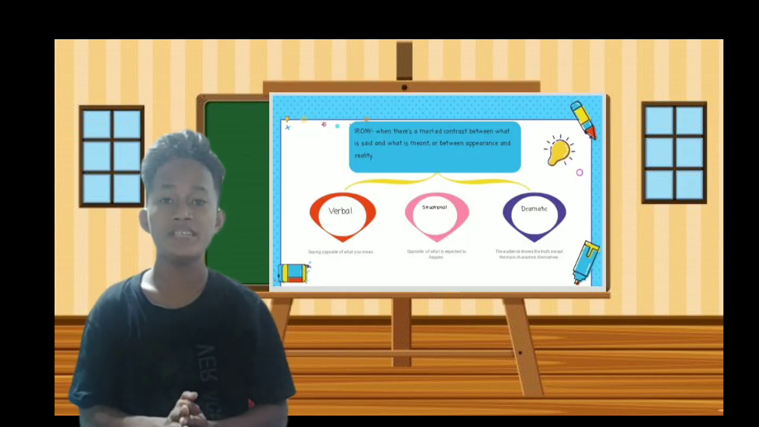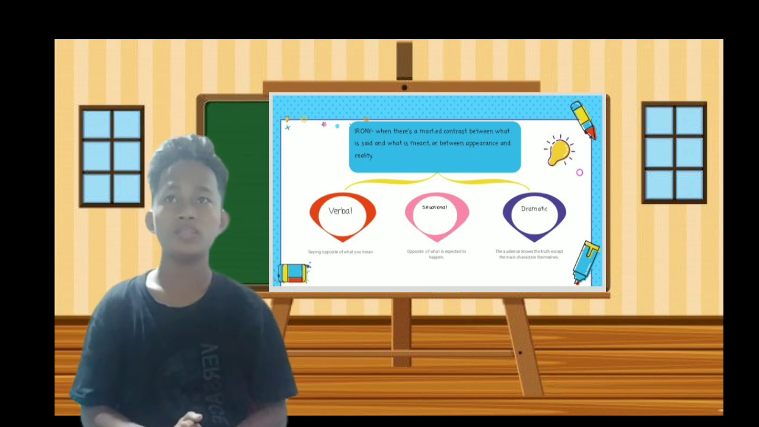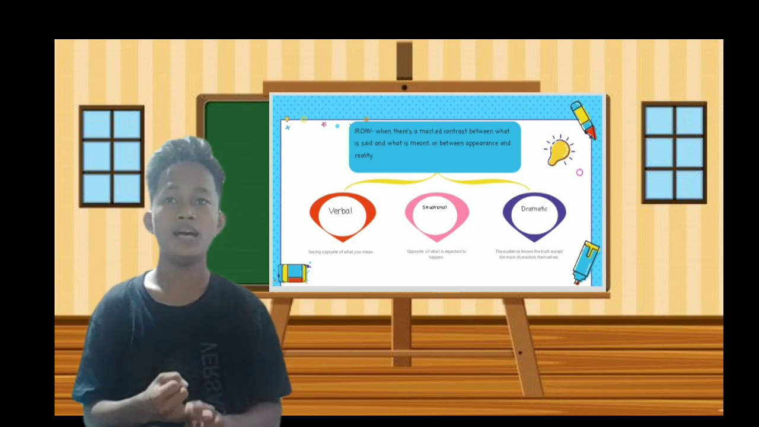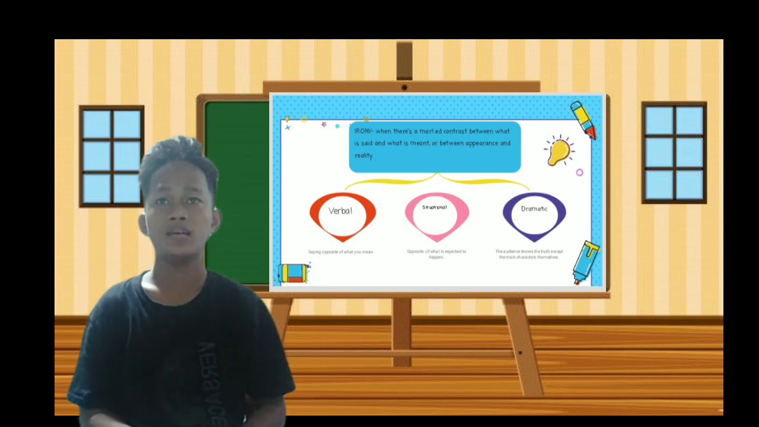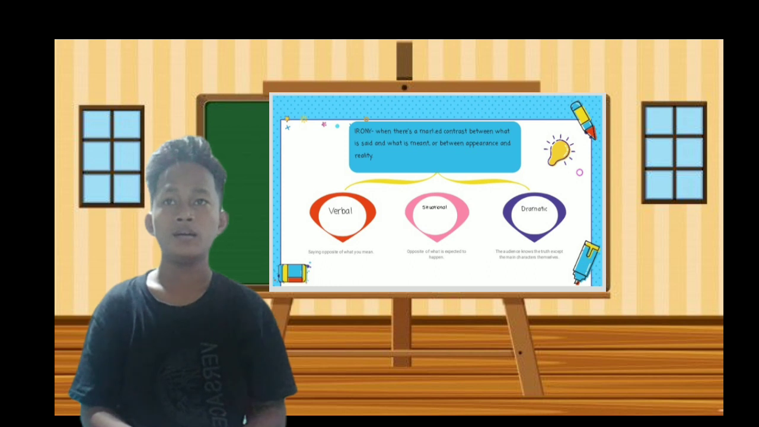So for the last part of my discussion, I will be discussing irony. Irony occurs when there's a marked contrast between what is said and what is meant, or between appearance and reality. So irony has three types: the verbal, situational, and dramatic. Verbal irony is saying the opposite of what you mean.